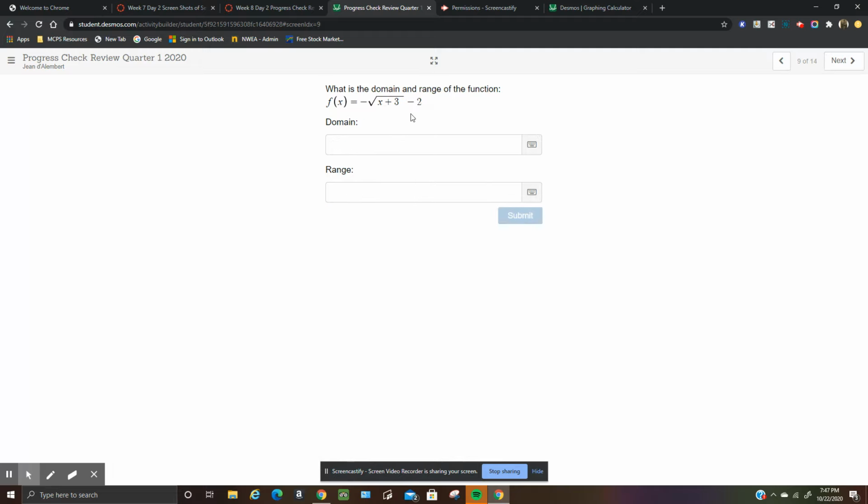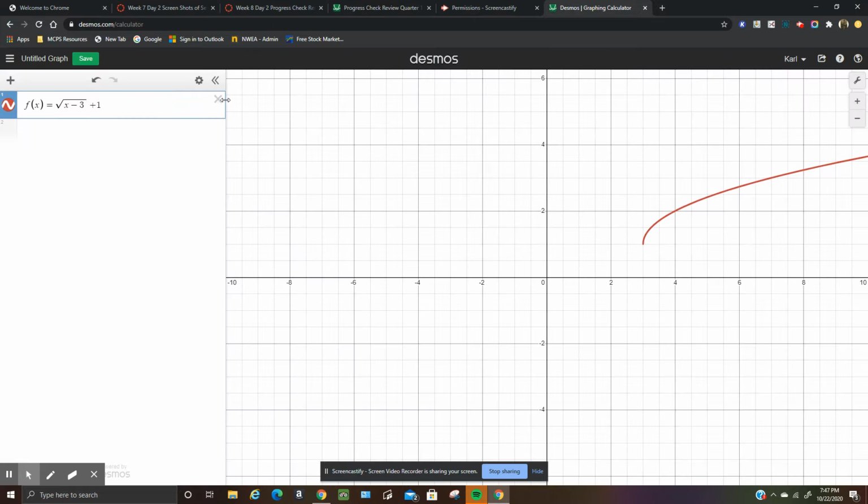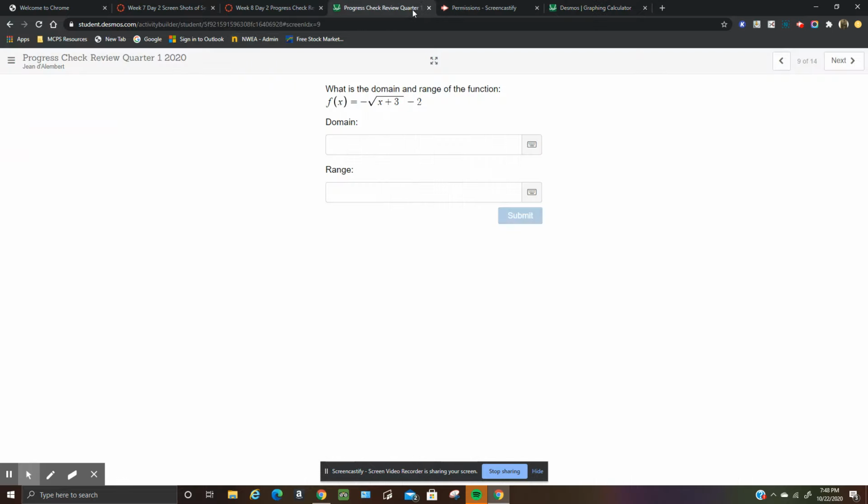And then the domain and range for this one. So once again, back to the calculator. I'll take this one off. Equal negative square root x plus 3 minus 2.